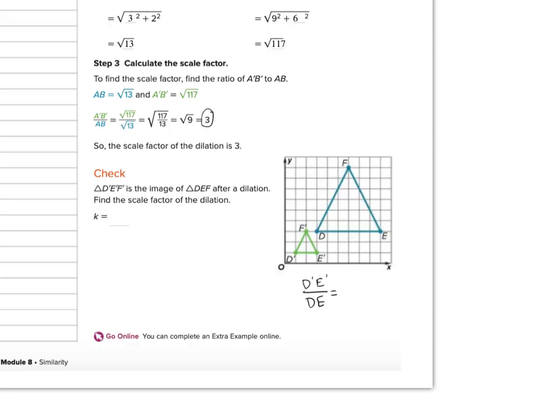And that would be 2 over 6, right? 1, 2, 3, 4, 5, 6, which is 1/3. So my scale factor is 1/3. I could have done anything to figure that one out, but I just decided to show you that it can be done with the length. Sometimes it's easy.